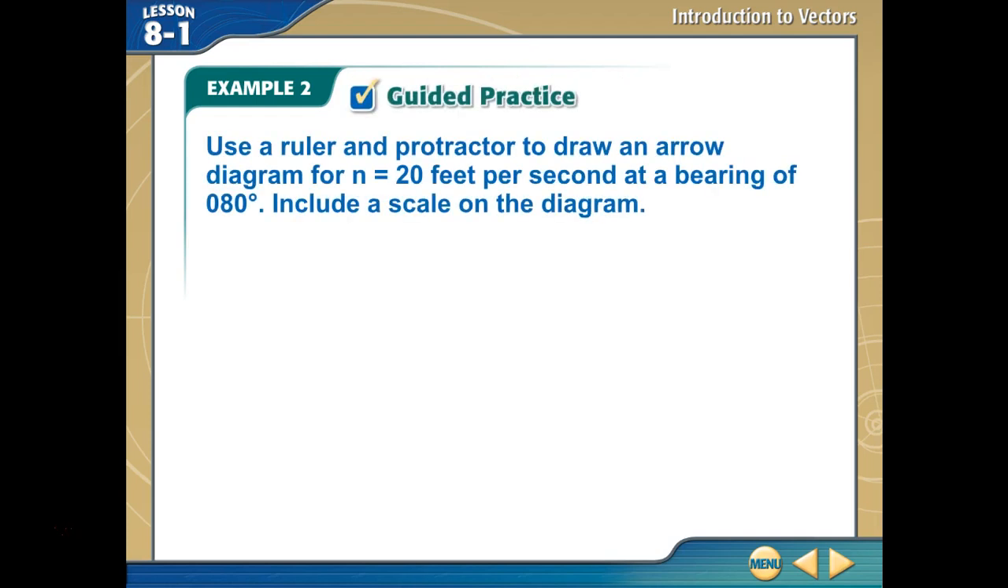Alright, so here's one for you to do. You're going to draw this vector. It's giving you a magnitude and it's giving you a direction. You need to figure out which type of direction. So is it a quadrant bearing, a true bearing, or is it from a horizontal? And then sketch that on your paper.